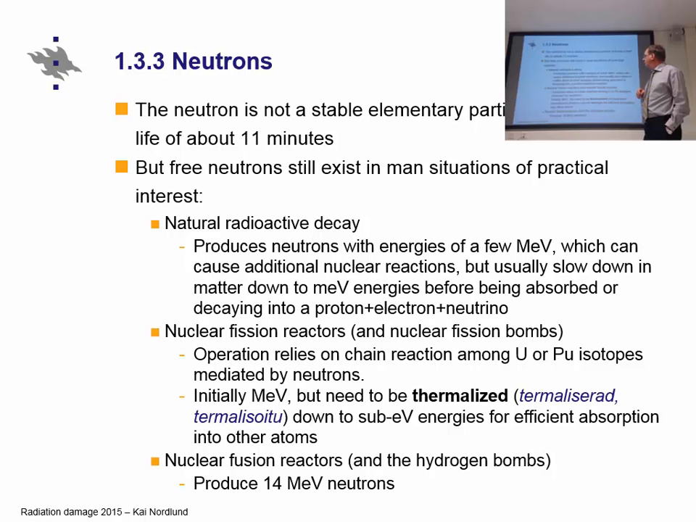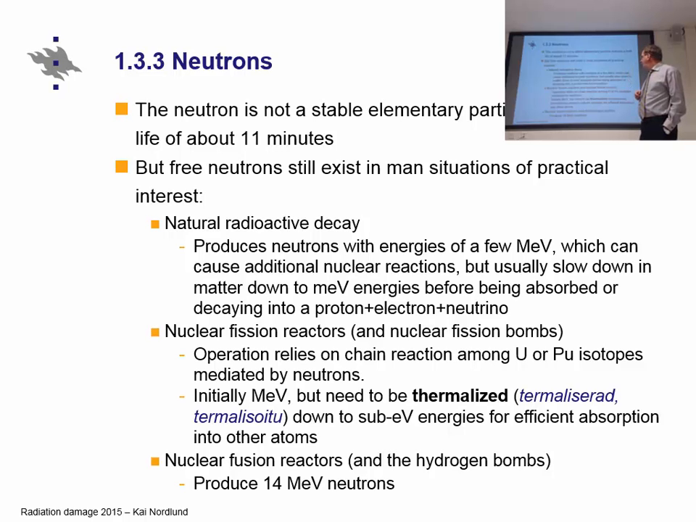One source is nature. The natural radioactive decay from radioactive isotopes, which are all around us, including certainly in this room. They produce neutrons, and these in turn can cause additional nuclear reactions, but also slow down and then be absorbed, or then decay into a proton and an electron and a neutrino. So neutrons are always all around us, but at low doses or low fluences, of course.